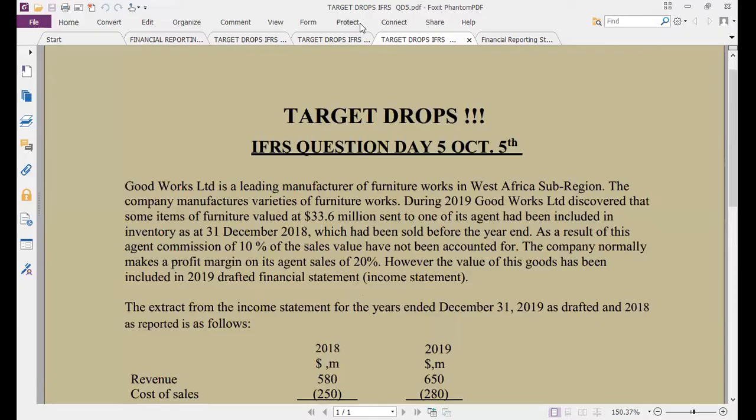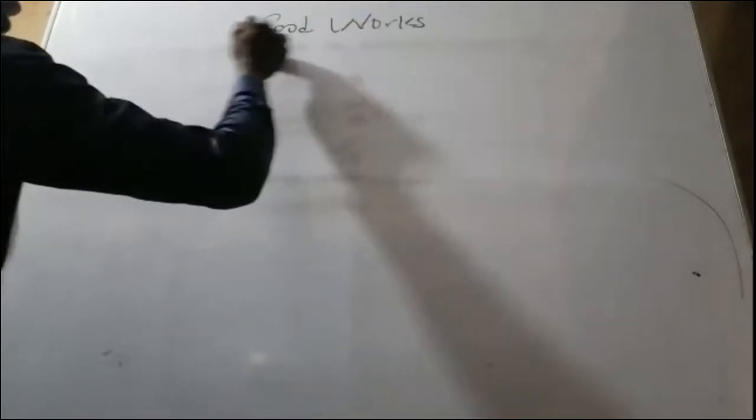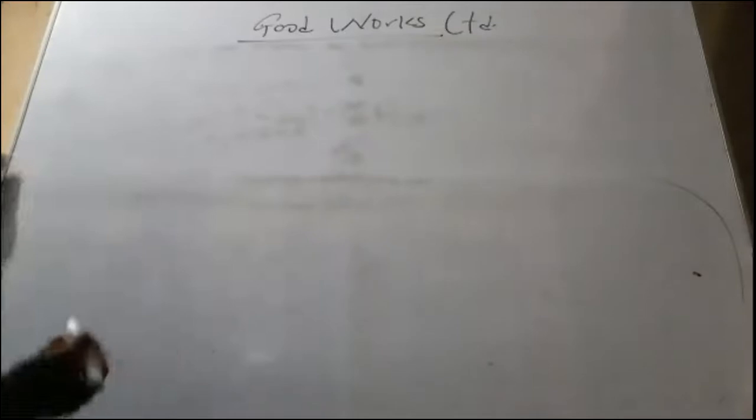Income statement. So Good Works Limited. The name of the company, Good Works Limited. Then I'll start. Let me start around the demarcate border. So I'll do the income statement here, change in equity here.